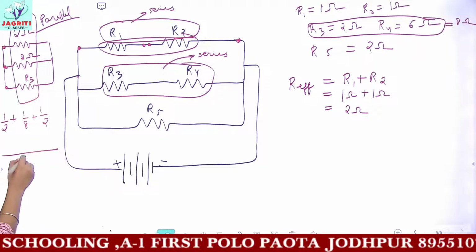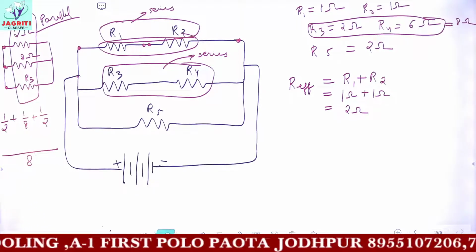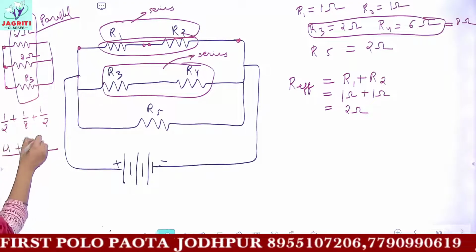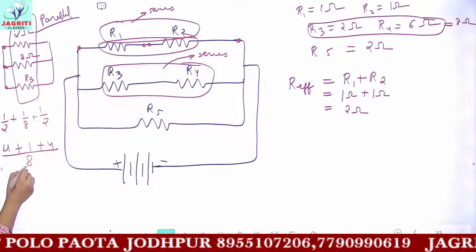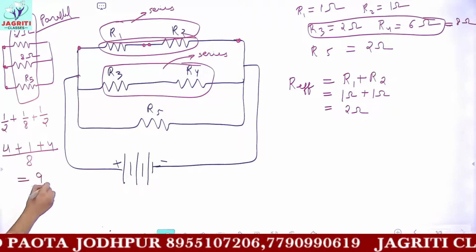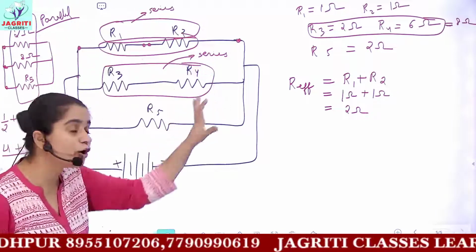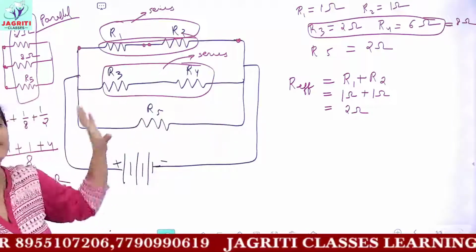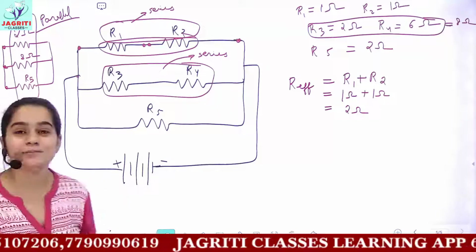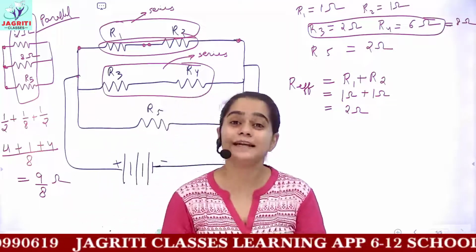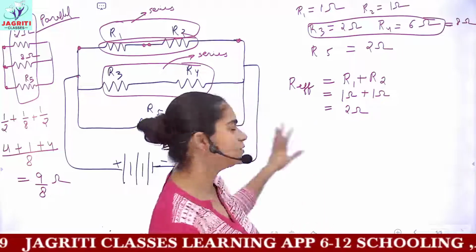You have to take the LCM, which comes out to be 8 here. Then you will be solving it accordingly, that is, here you will have 4 plus 1 and 4. So this one would be 8 plus 1, 9 by 8 ohms. It would give you the effective resistance of all these, the total resistance of the circuit. It would come out to be 9 by 8 ohms. I hope this is clear. So in the next class, please practice these questions, okay?